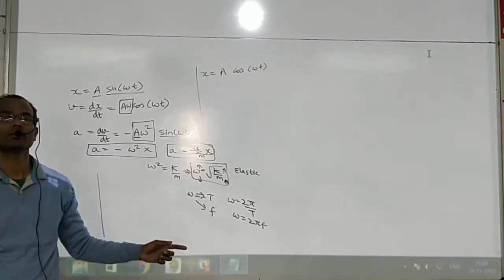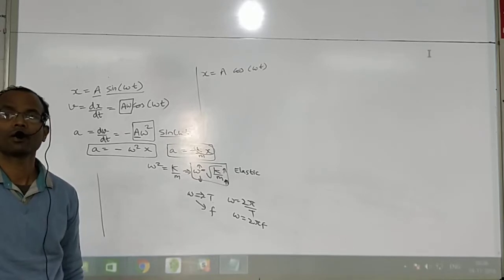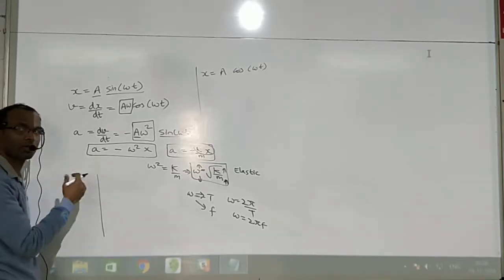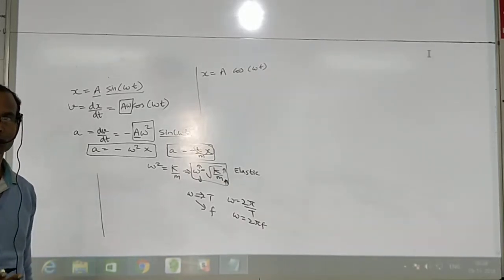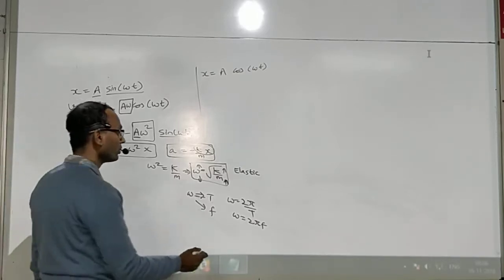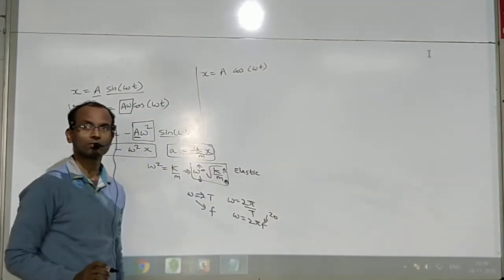If they say a spring mass system is oscillating 20 times per second, how will you find omega, Anant? 20 times per second, so the frequency would be 20 hertz. Yes, so f is 20. So you can find omega like that. Understood?